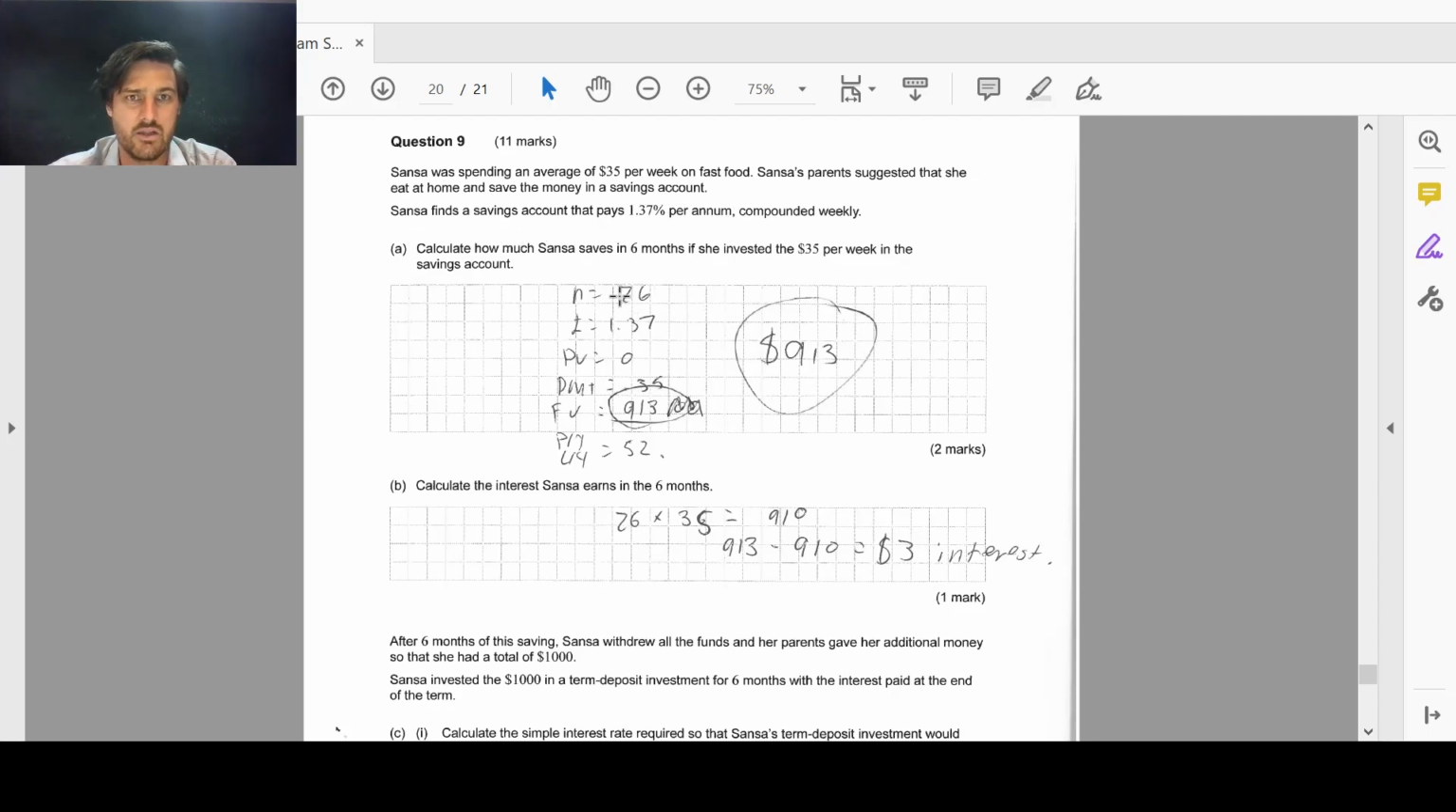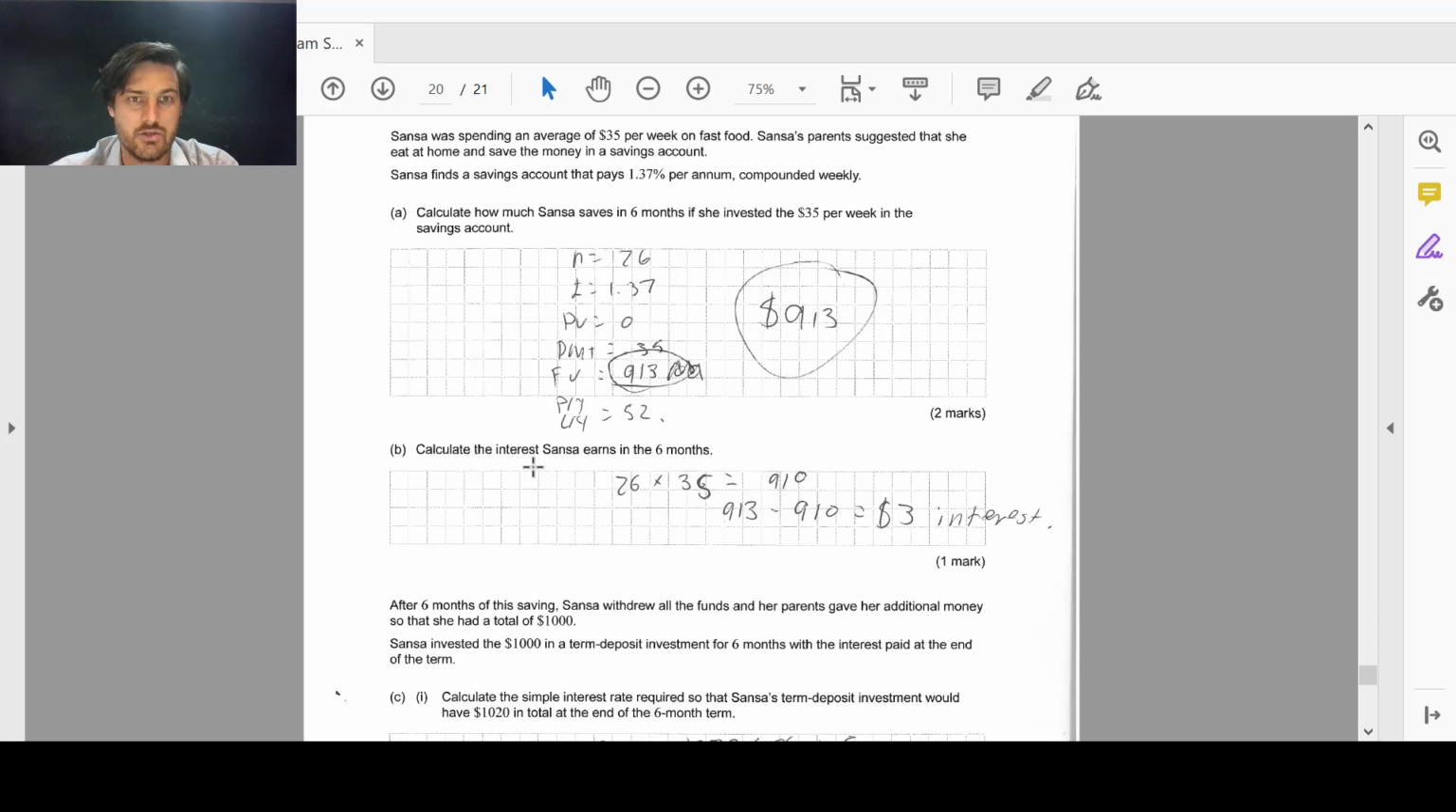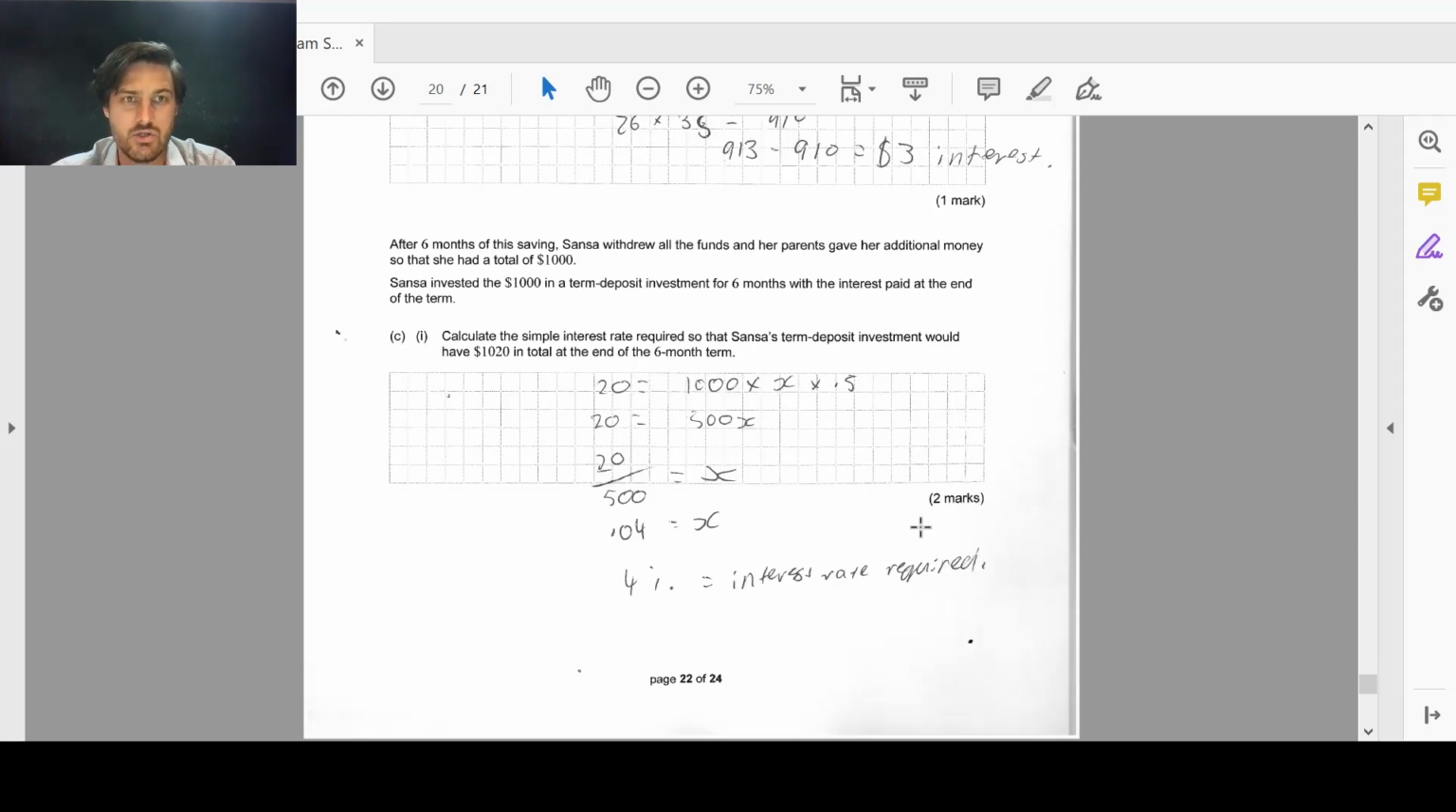Now this one, per annum compounded weekly. So, end value of that. Interest rate 1.37. Okay. How much money is she going to have at the end? $913. Calculate the interest that she's earned. All right, she put in $26 in 6 months. So 26 weeks times $35, what she's putting in. So she put in 910. She has 913, so she's only earned $3 in interest.